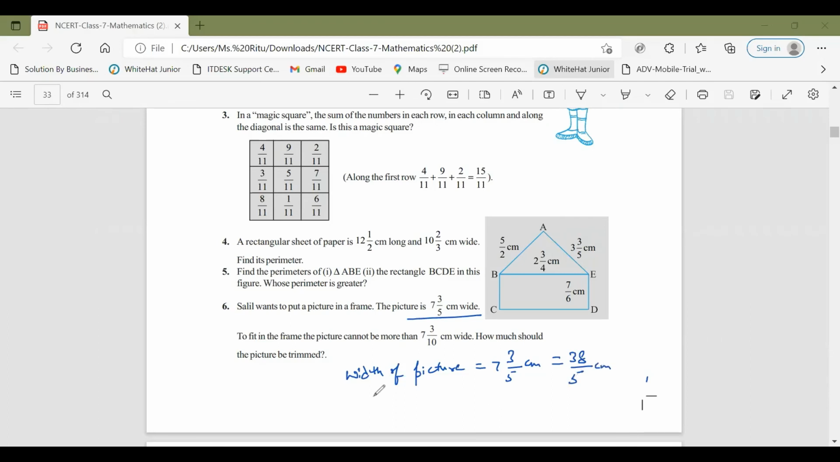Then we will write width of frame. The frame is 7 3/10 cm wide, it's written here, right? So 7 × 10 + 3 = 73/10 cm. Now we need to find how much the picture should be trimmed.